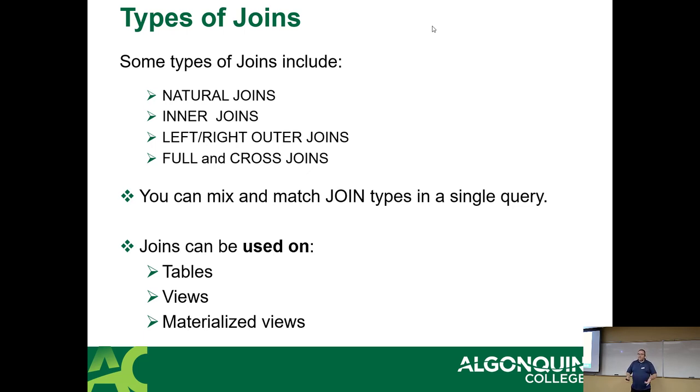There's many kinds of joins, but the most common ones are natural joins, inner joins, left and right outer joins, and then cross joins. You can use joins on tables using materialized views because they all act like tables. You can mix and match join types in a single query because that's cool.